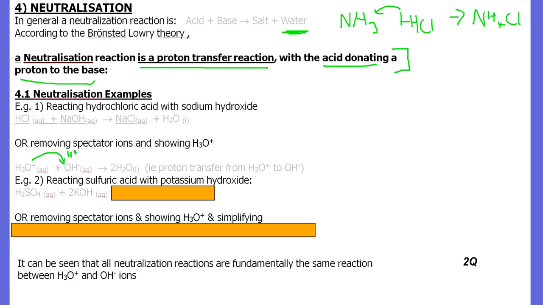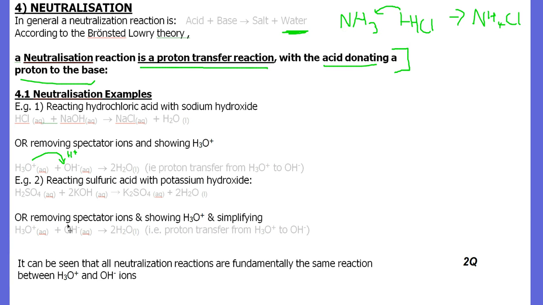Next example, reacting sulfuric acid with potassium hydroxide, slightly more challenging to balance than the previous one, so have a go, pause the video, and see how you went in a second. Let's see how you went. You should get H2SO4 aqueous plus 2KOH aqueous goes to K2SO4, potassium sulfate, plus 2H2O. But once again, if you look closely, you'll see that the sulfate ions and potassium ions are just spectator ions the whole way through, and we know there's no such thing as just H+ in solution, it's really H3O+. So let's remove those spectator ions again, and we'll see the reaction, when you simplify, becomes H3O+ plus OH- goes to 2H2O, and once again, all it is is a proton transfer from the hydronium, which came from the acid, and the hydroxide, which came from the base.